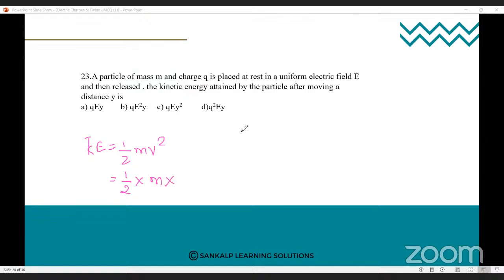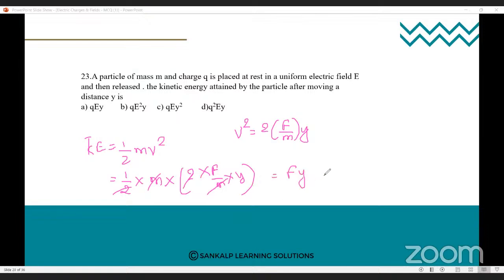The velocity value, the final velocity, we got v square is equal to 2 into F by m into y. So that directly we are taking v square, because here v square we have, here also v square is there. Therefore it is 2 into F by m into y. So here 2 will get cancelled, mass term will get cancelled, and the remaining is F into y.